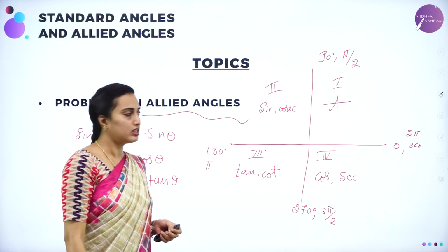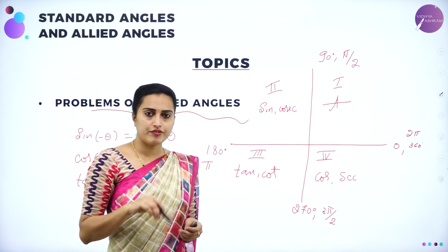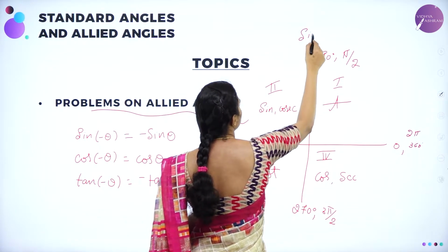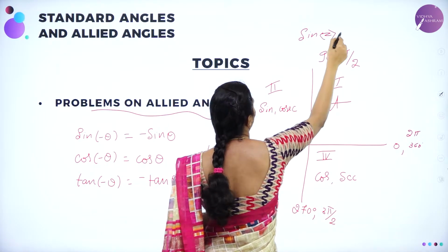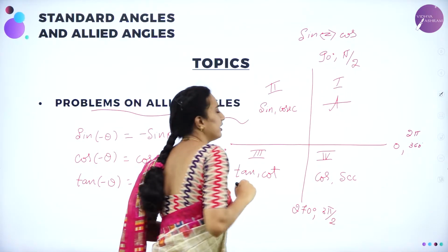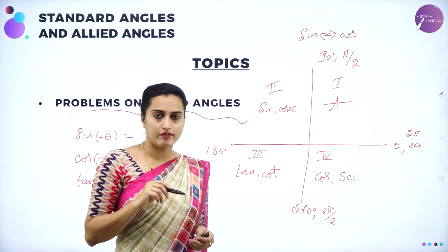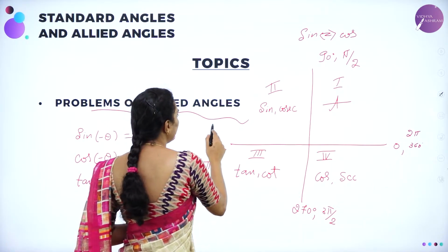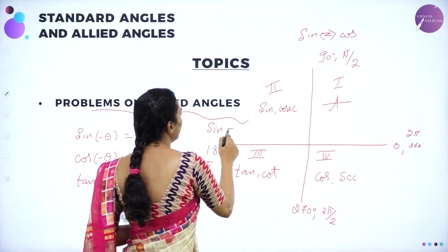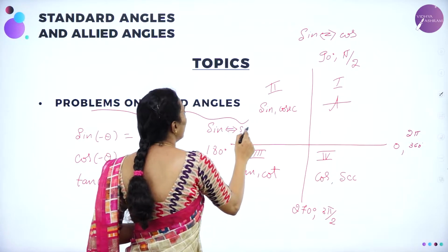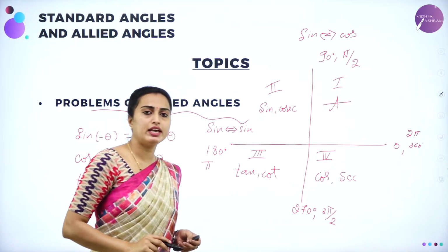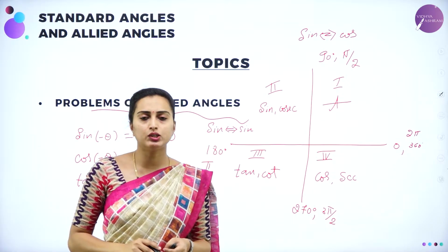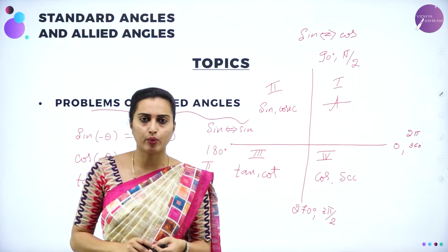Now, if it is 90 degree and 270 degree, sine will be changing as cos, and cos will be changing as sine in 90 degree as well as in 270 degree. In 180 degree and 360 degree, sine will be remaining as sine itself, cos will be remaining as cos itself, and then tan will be remaining as tan itself, and cot will be cot, secant will be secant, cosecant will be cosecant, right?